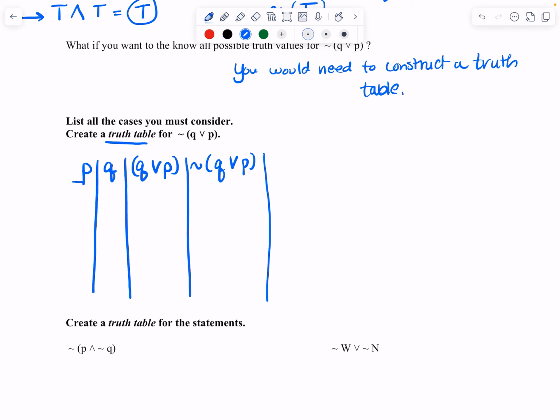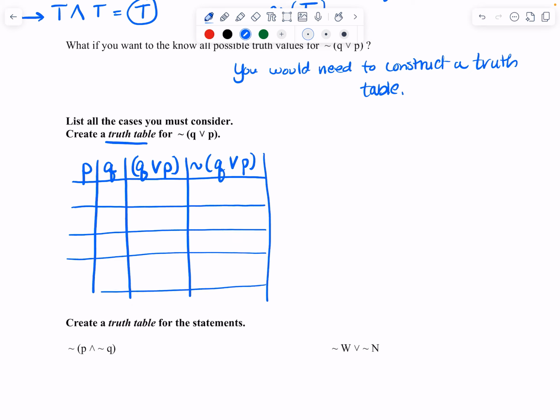Now to determine how many rows I have, since I have only two letters P and Q, and both of those have two possibilities of being either true or false, then that means I have 2 to the second power, meaning I have two items I'm looking at and two possibilities. So 2 to the second power is 2 times 2, which is 4 rows. By the way, when you have just P and Q, you always have 4 rows. So there's my truth table. Now I just have to fill it in.